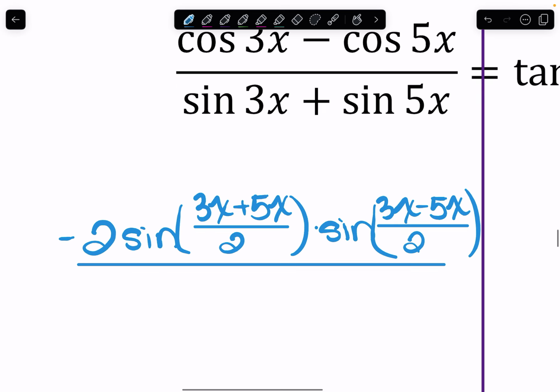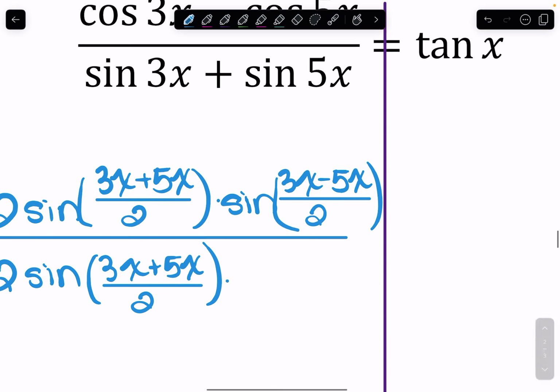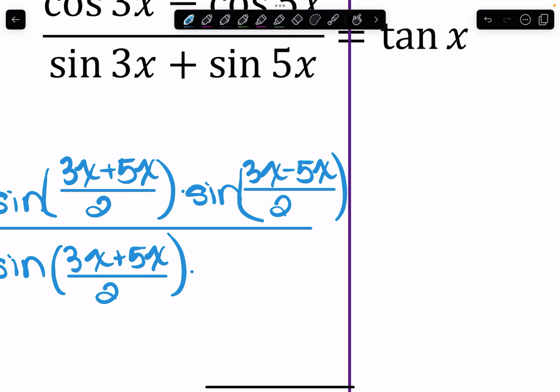For the denominator, sine plus sine, 2 sine of the sum, (3x plus 5x) over 2, times cosine of the difference, (3x minus 5x) over 2.